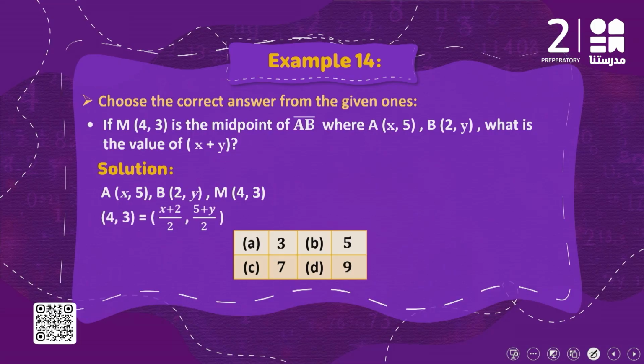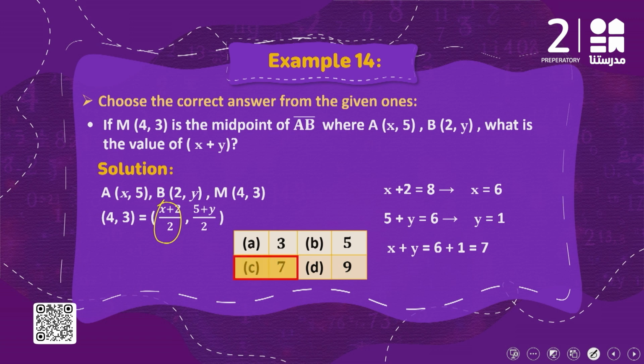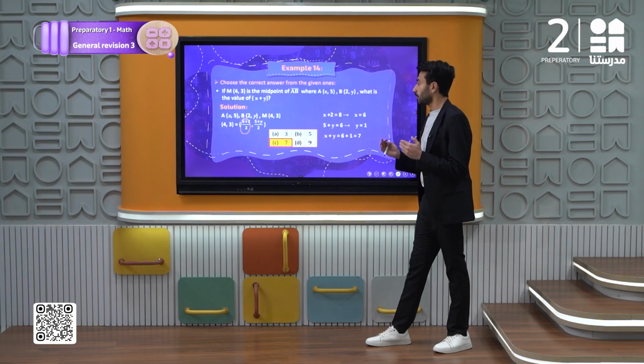So again, we add the values of x over 2. This is equal to 4. Then you find x equal to 6 and then y equal to 1. Find the sum of them, which is 7. Take care, as we said a lot of times.